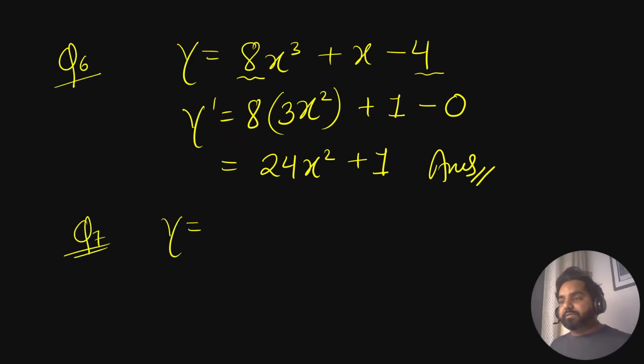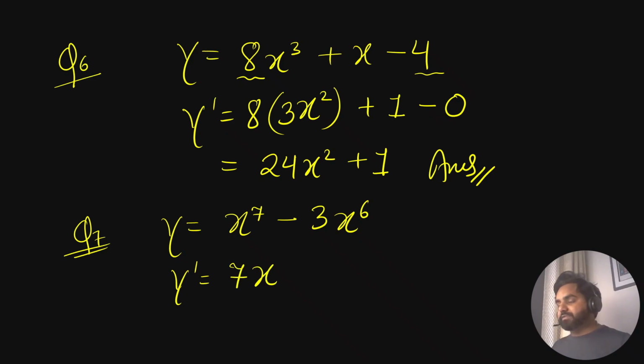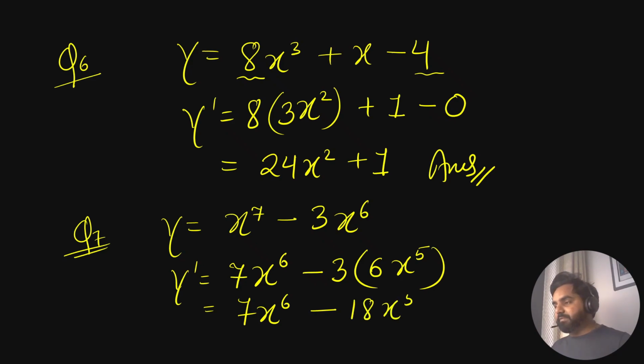Now y equal to x to the power 7 minus 3x to the power 6. Okay, so differentiation of this is very easy, as 7 will come in the front, 7x to the power 6. Now we know that we don't have to do anything with 3, so we will leave the 3, and in bracket I will find the differentiation of x to the power 6, which is 6x to the power 5. So this will become 7x to the power 6 minus 18x to the power 5.